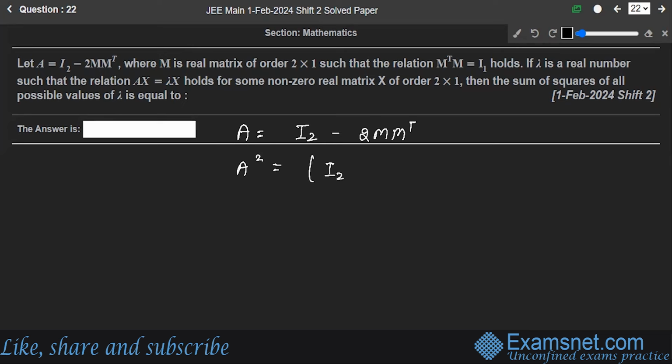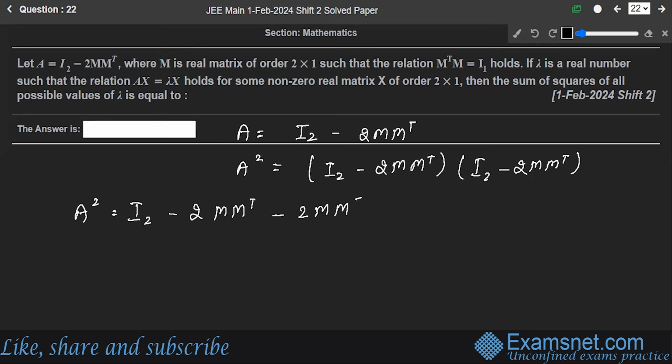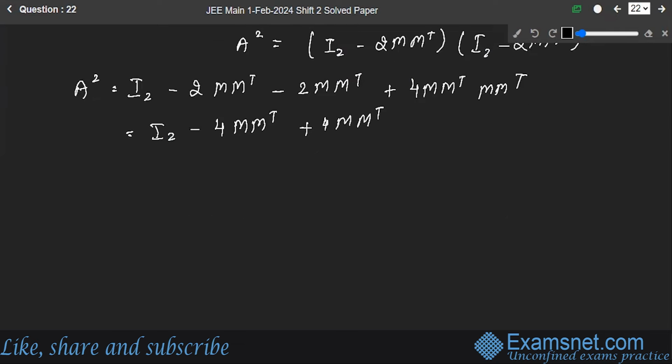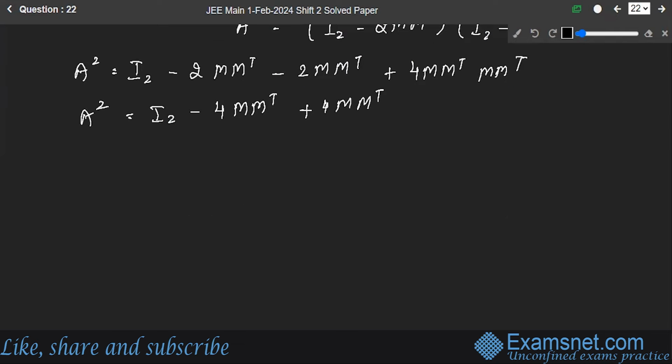This will be equal to, let's write it twice, I2 minus 2M M transpose into I2 minus 2M M transpose. So this A square will be equal to I2 minus 2M M transpose minus 2M M transpose plus 4 M M transpose M M transpose. And M transpose M is I1, so this is again equal to 4 M M transpose, because they are the same one. So they will cancel out. So what is your A square? That is equal to I2 only.